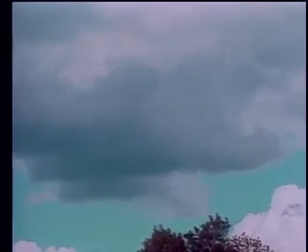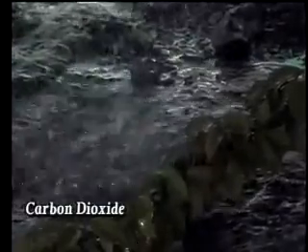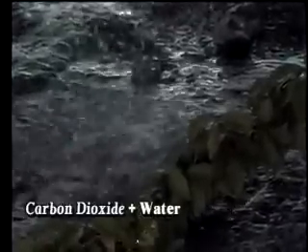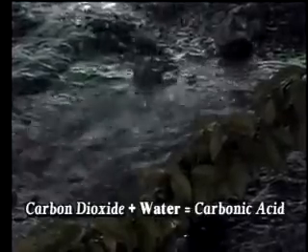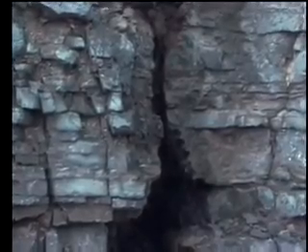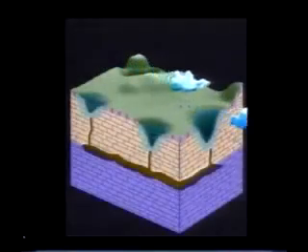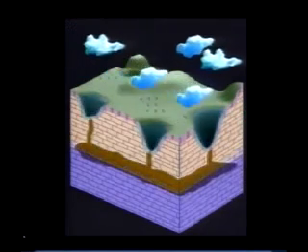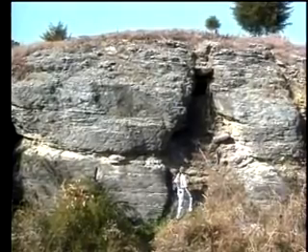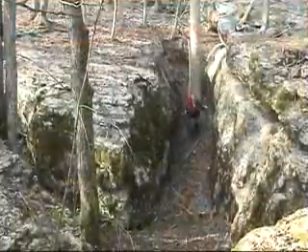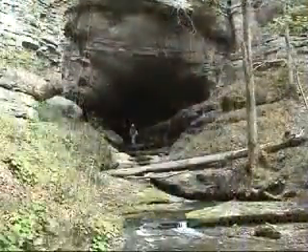Unlike most rocks, limestone can be slowly dissolved. Carbon dioxide in the atmosphere combines with rainwater to form a weak natural solution called carbonic acid. As the acid-rich rainwaters move through cracks and pores in the rock, the limestone is slowly dissolved away. Given thousands of years, the small cracks called joints can be enlarged to open fissures that usually lead downward to caves.